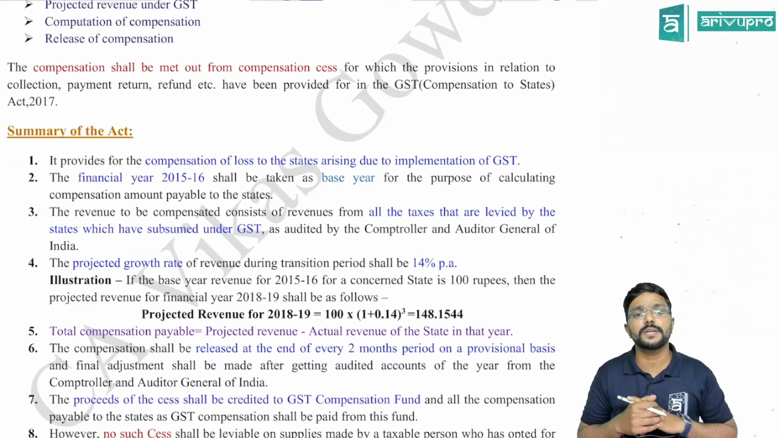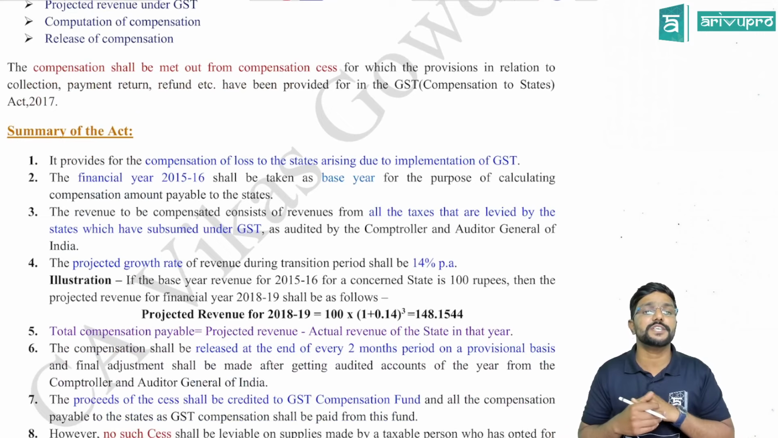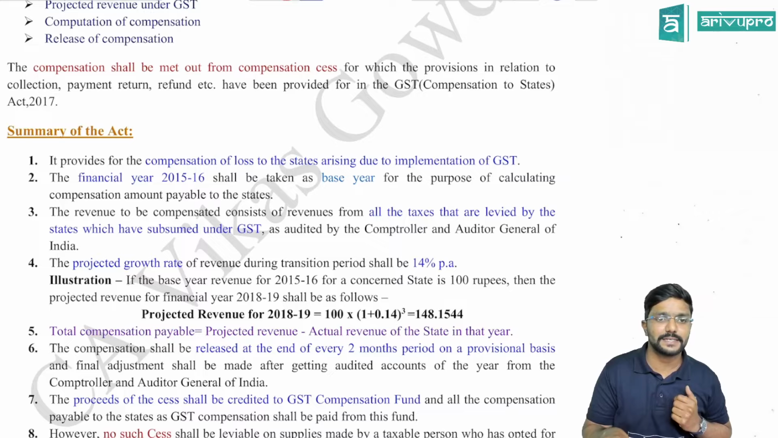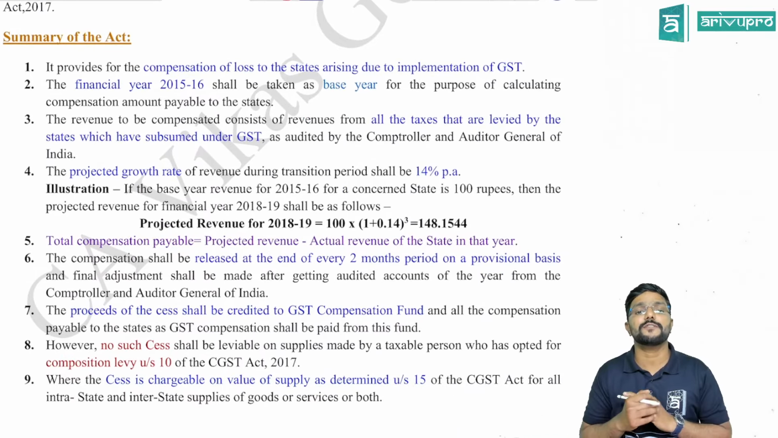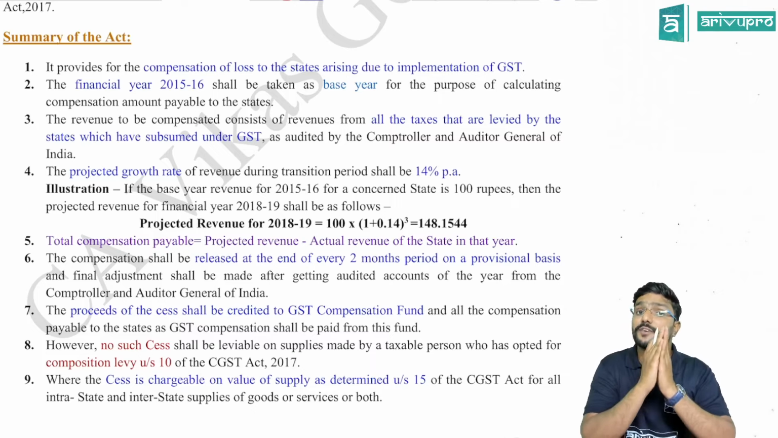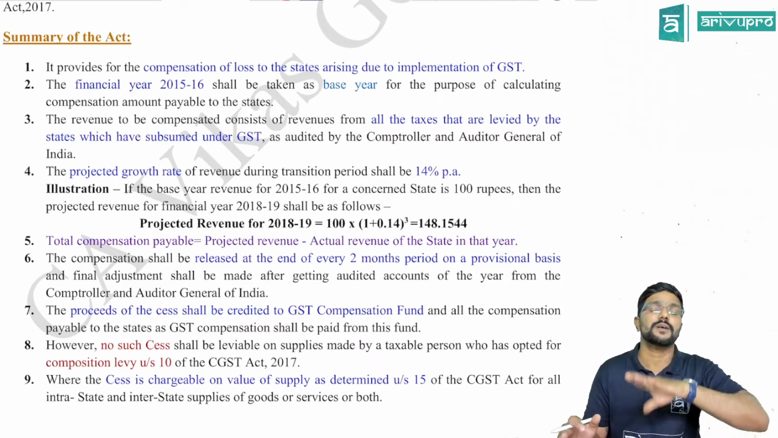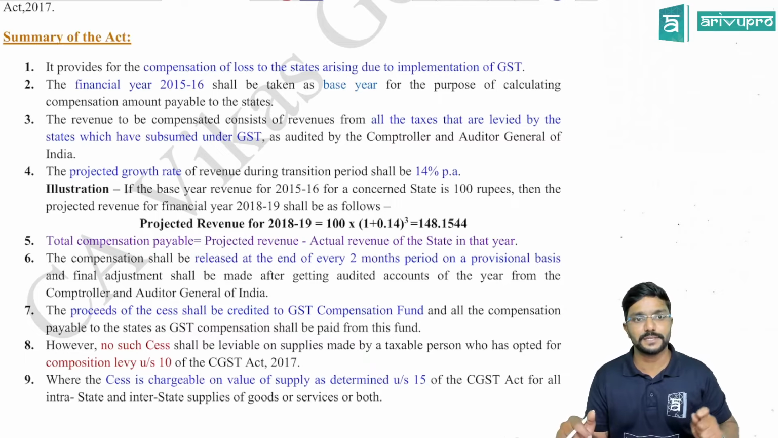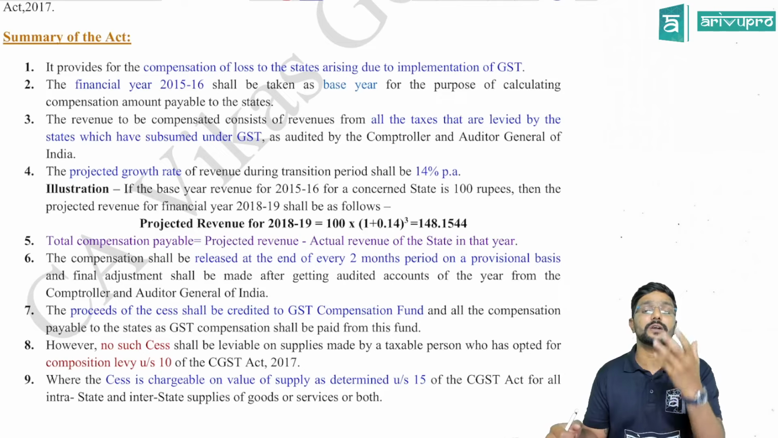The compensation shall be met from the compensation cess, for which the provisions in relation to collection, payment, return, refund, etc. are given under this act. Some important points of this act are: it provides for the compensation of loss to the states arising due to implementation of GST. So it is not promised for all the states. It is only for those states or union territories which are suffering loss under GST when compared to the previous indirect tax regime, guys. The financial year 15-16 shall be taken as the base year.